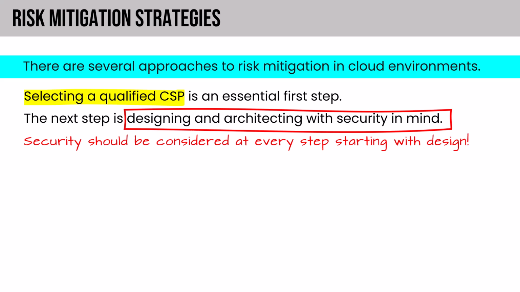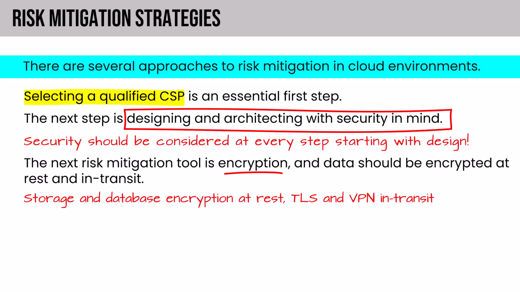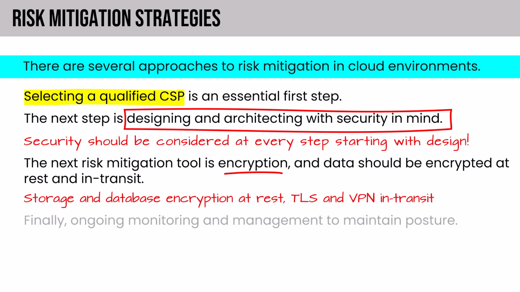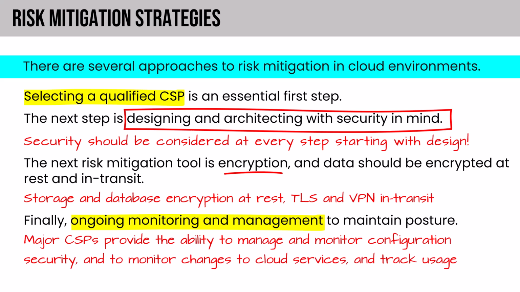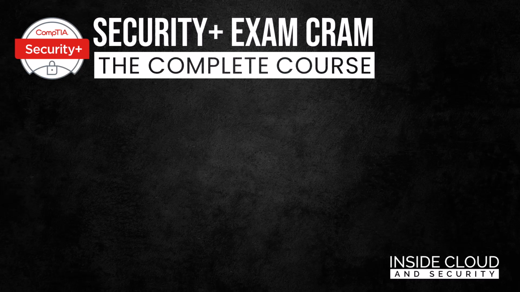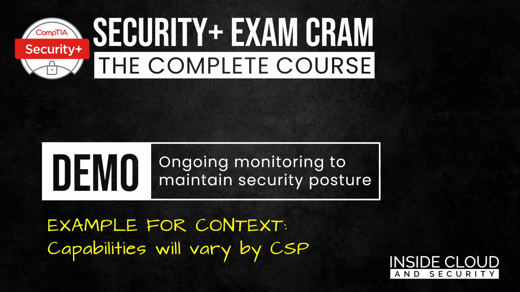We call that DevSecOps. The next risk mitigation tool is encryption, and data should be encrypted both at rest and in transit. Storage and database encryption at rest, TLS and VPN in transit. And finally, ongoing monitoring and management to maintain security posture. Your major CSPs provide the ability to manage and monitor configuration security and to monitor changes to cloud services as well as to track usage. And cloud service providers do offer some help here. So again, just for context, I want to show you an example of how a cloud service provider gives you services and support for ongoing monitoring and maintenance of your security posture in the cloud.